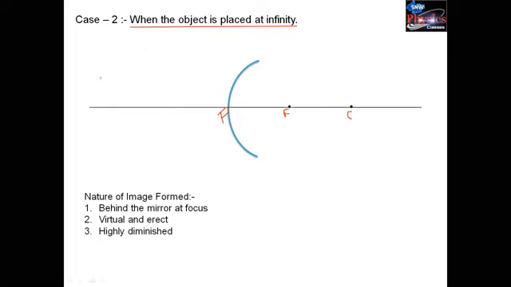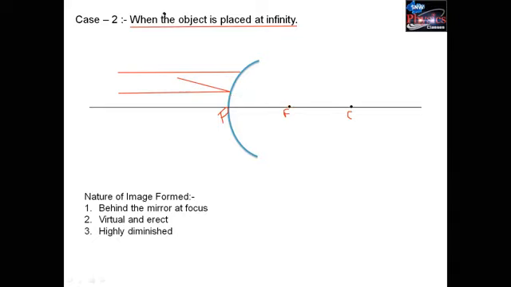or we can say the definition we have remembered of the principal focus, that when a ray of light comes parallel to the principal axis from infinity, it passes through the principal focus after reflection, or it appears to be passing from principal focus after reflection.